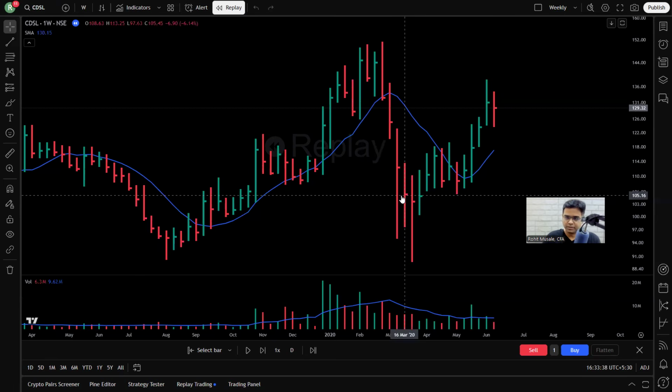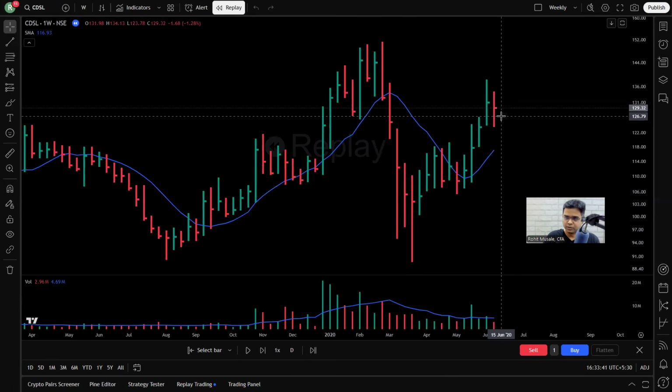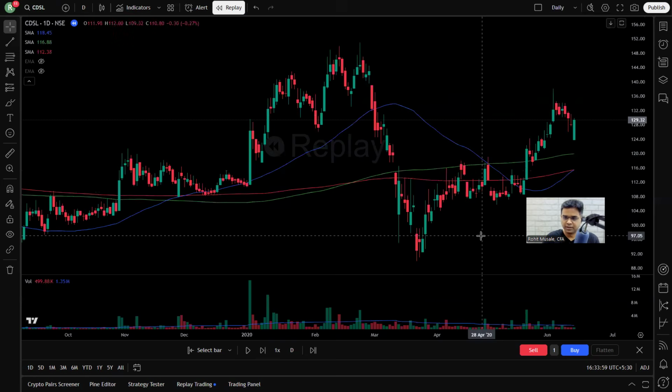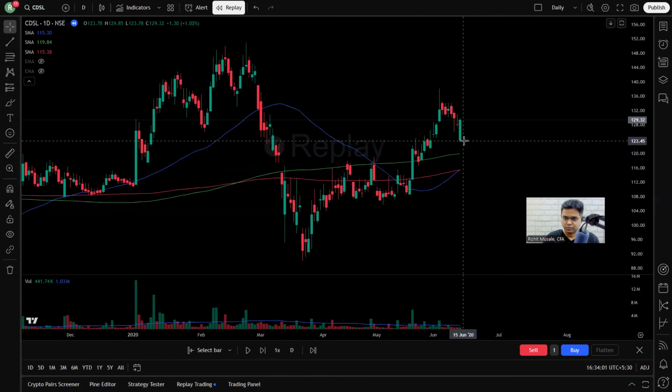Most important point is, see, the next week is going to start on 15th of June. So let's go to the daily time frame chart of 15th of June 2020 and see what is the position of the moving averages. So this is the daily time frame chart. So the next day is going to be 15th of June, this is the 12th June candle. 13, 14 was probably Saturday, Sunday. So 15th of June would be Monday.